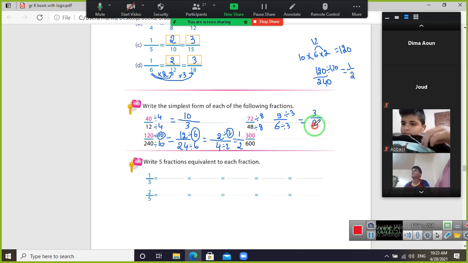I said for you before, if the numbers have 2 zeros or 1 zero, we can divide by a power of 10: 10, 100, 1000. So here it has 2 zeros. It can be divided by what? By 100. It will be 3 over 6. And 3 over 6 can be divided by what?